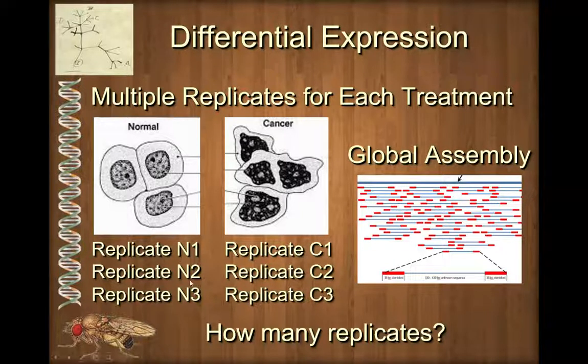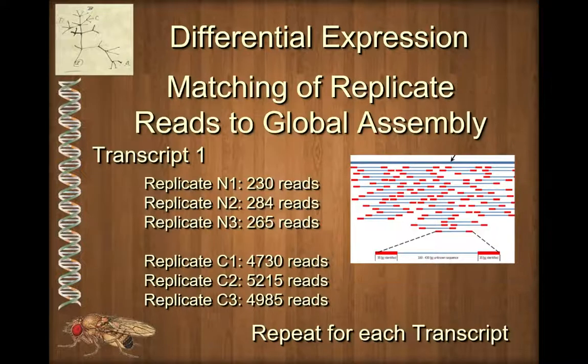So typically 3 replicates is very standard and is usually considered sufficient to get an accurate and powerful measurement of the average expression for each gene. So we end up with a global assembly with tens of thousands of genes that have all been assembled from reads from these different replicates. Then we have to match each of these replicates to the different reads that are in our global assembly.